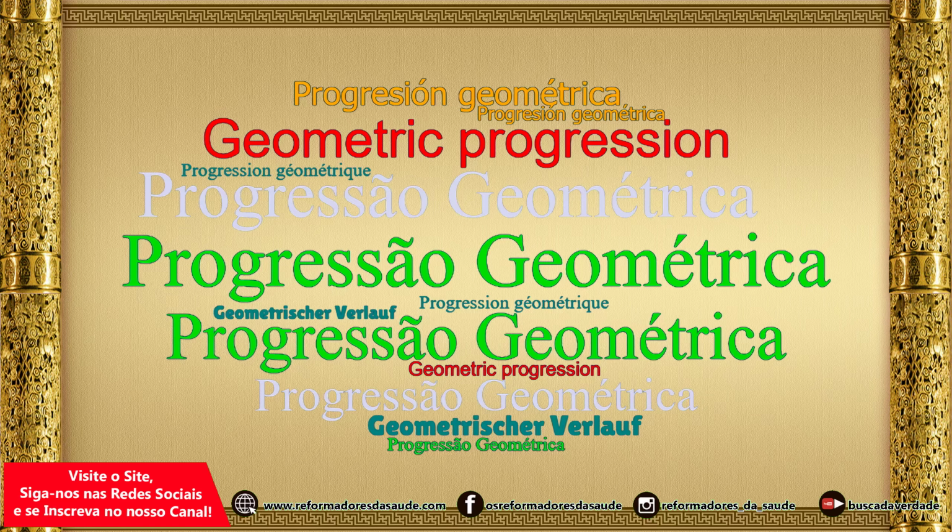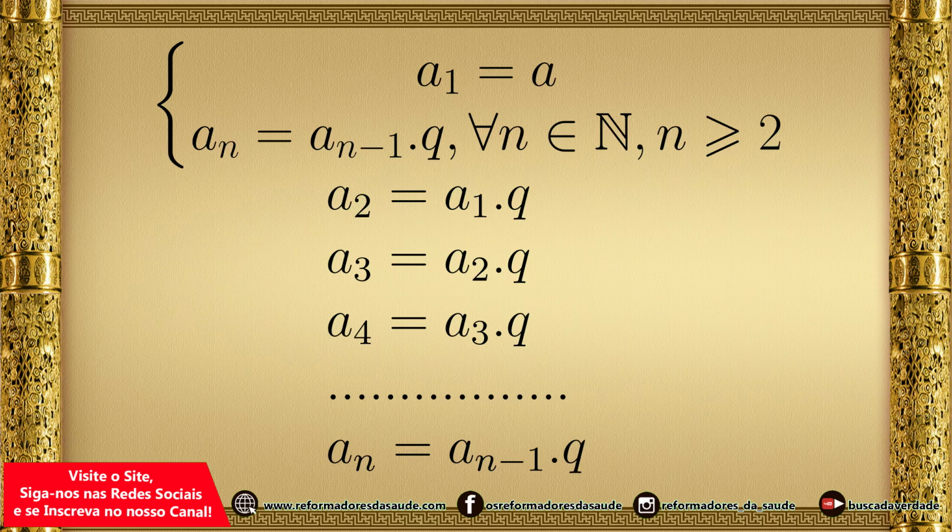Geometric progression. Geometric progression is a sequence in which the subsequent term is the product of the previous term by a given constant, q. We can see the definition of geometric progression by the recurrence formula. How to understand this formula?